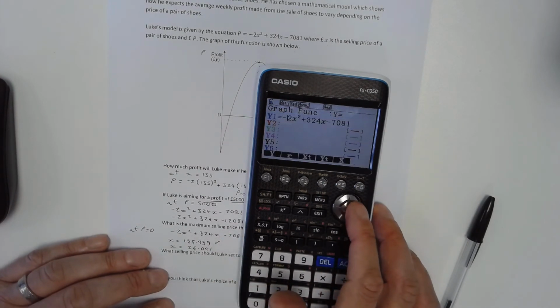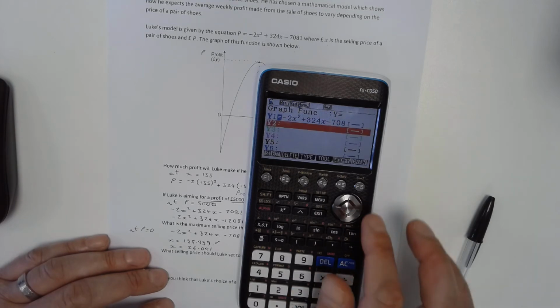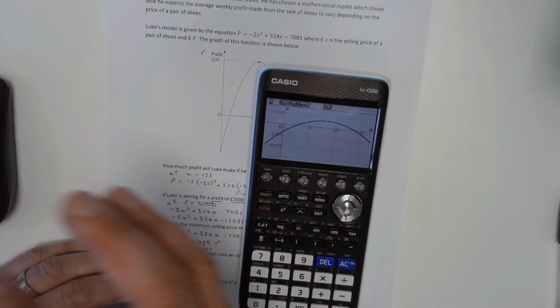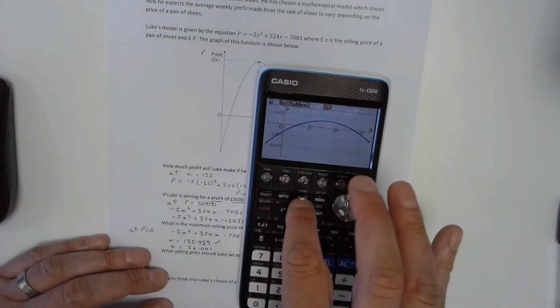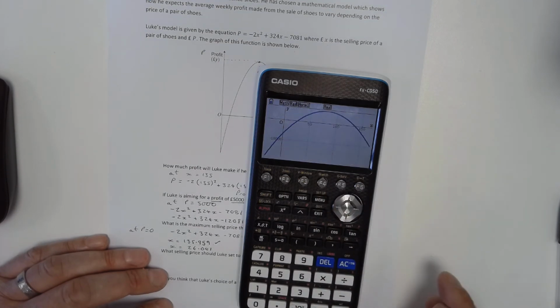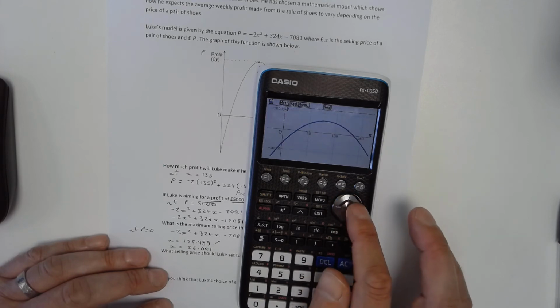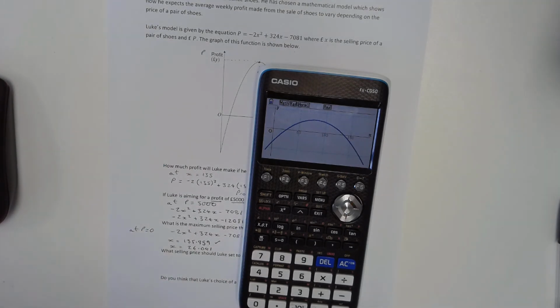So I'm going to graph the original equation, minus 2x squared plus 324x minus 7081. I'm going to draw it. You may not see something that looks exactly that shade. You might only see a tiny little part. There's various things you can do. You can set the V window. Zoom auto is quite a good one that often makes it quite useful. And if you want to move the graph around, use the cursor, centralizing it to make it look nice, so that the bit that I want is in the middle.